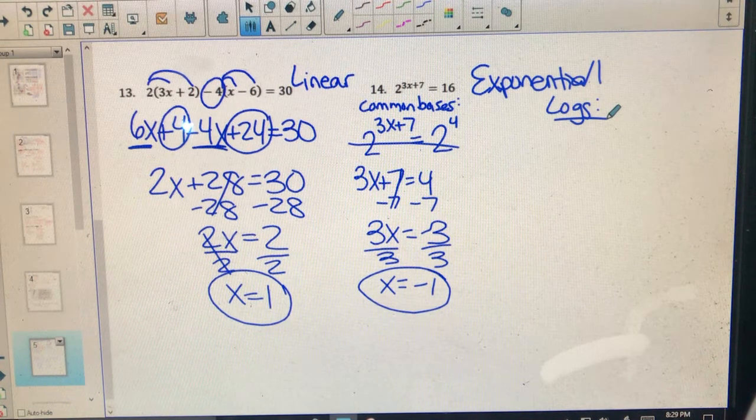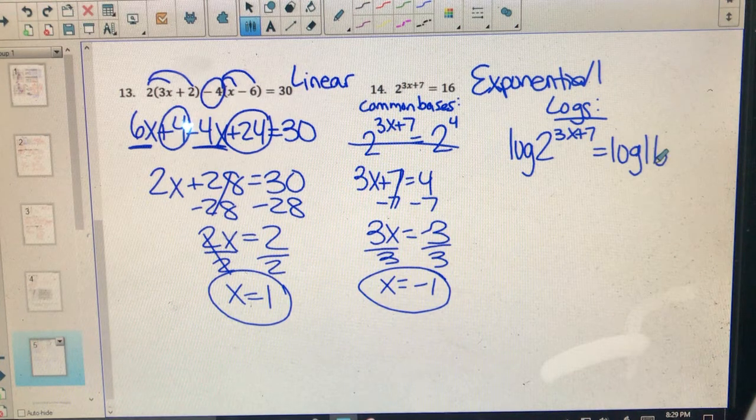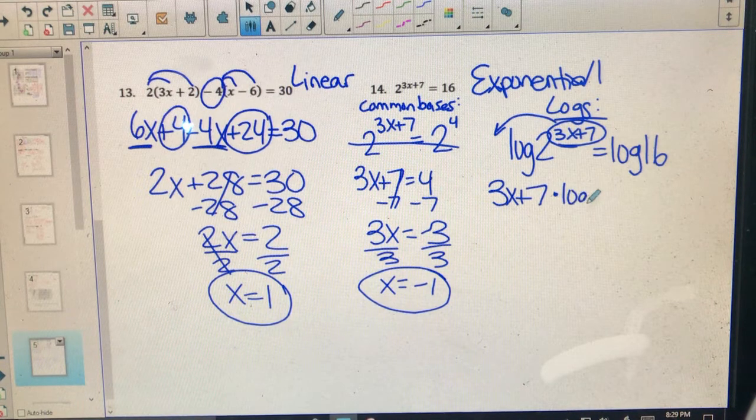For logs, remember I'm using logs because it's an exponential function. You start by writing the word log on both sides. So the log of 2 to the 3x plus 7 is equal to the log of 16, and the whole point in taking the log was so that this 3x plus 7 could come down in front. So 3x plus 7 comes down, and that's times the log of 2, and that's going to be equal to the log of 16.